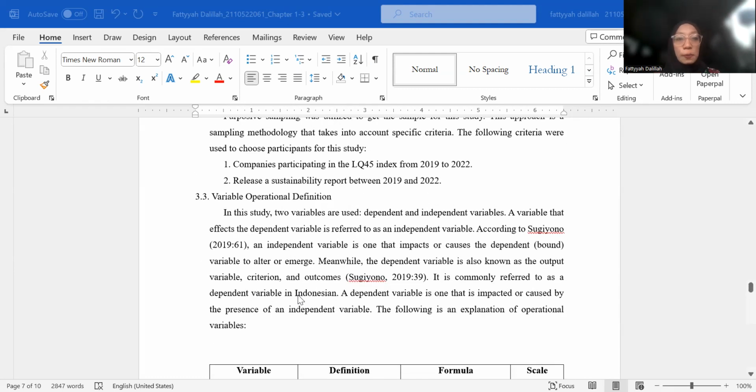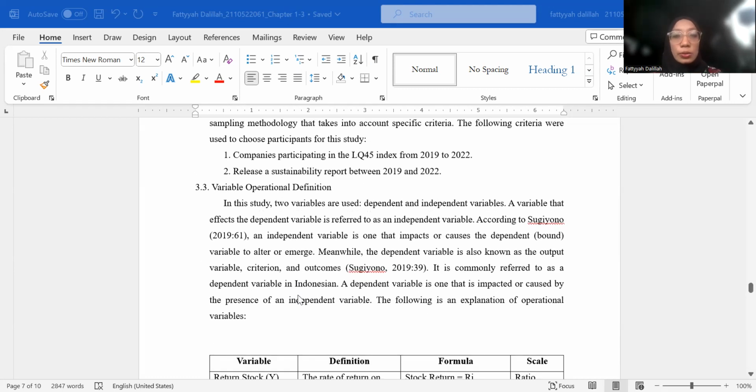For the variable operational definition, of course, I would like to use two variables. There are dependent and also independent variables. A variable that affects the dependent variable is referred to as the independent variable. According to Sugiyono, an independent variable is one that impacts or causes the dependent variable to alter or emerge. Meanwhile, the dependent variable is also known as the output variable, which is commonly referred to as the variable impacted or caused by the independent variable.